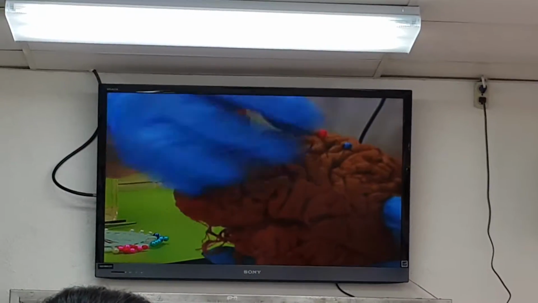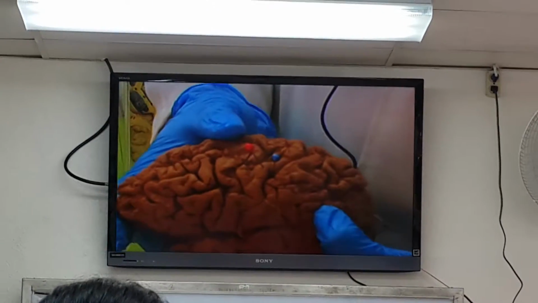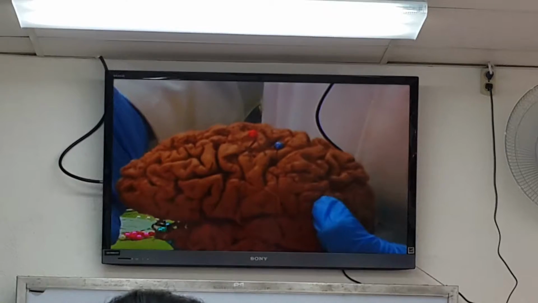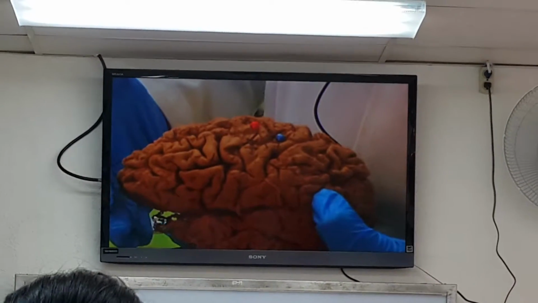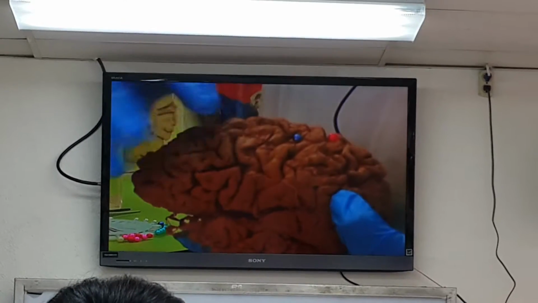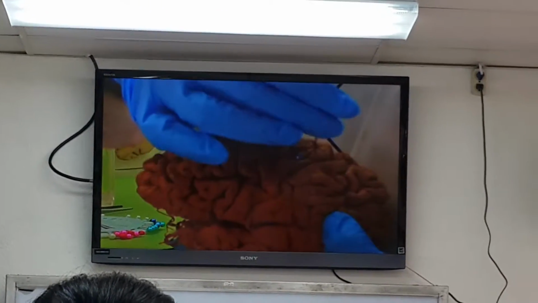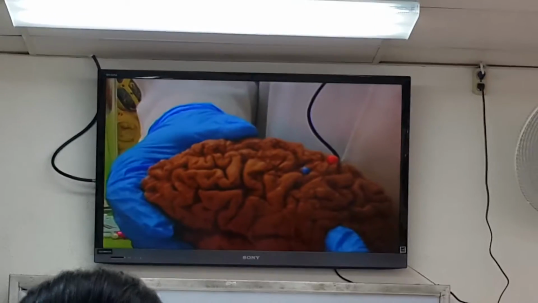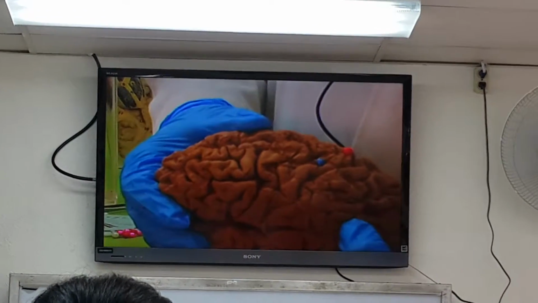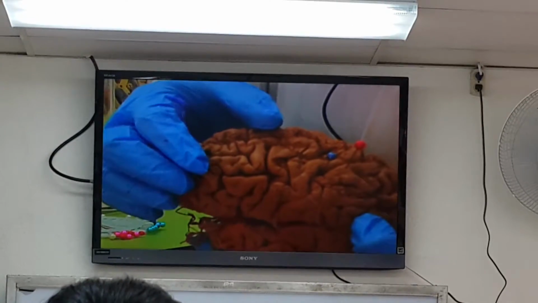So this gyrus with the pink or red pin, that's called the pre-central gyrus. You see, it is in front of the central sulcus. And the gyrus behind it is called the post-central gyrus. The post-central gyrus contains the somatosensory area. The pre-central gyrus contains the primary motor area.